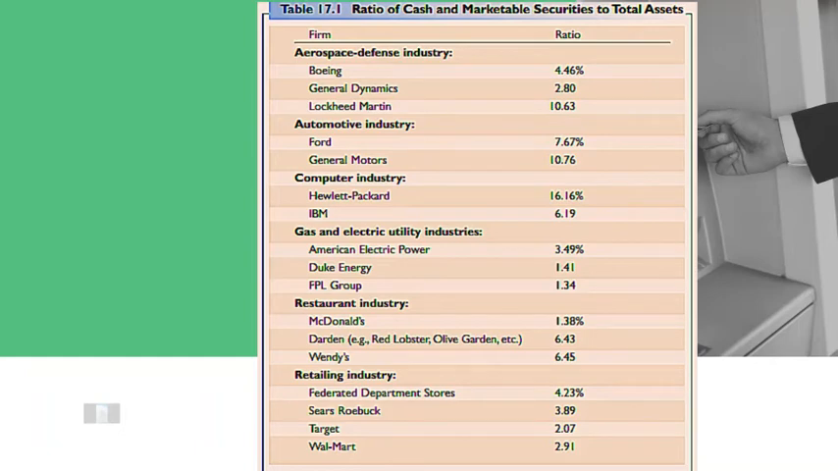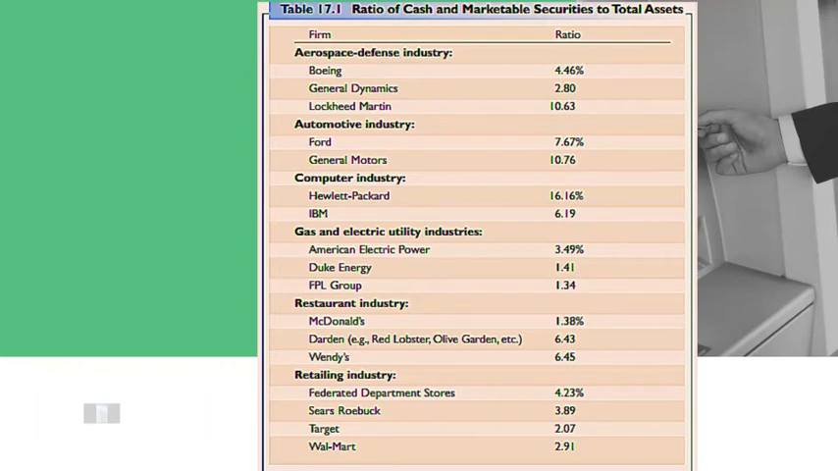As the table shows, liquidity practices, as measured by the ratio of cash and marketable securities to total assets, vary significantly among industries and among firms within an industry. Utility firms, retailers, and service industry establishments, such as restaurants, tend to hold relatively lower liquid asset balances as a proportion of total assets than do firms in the automotive and computer industries.